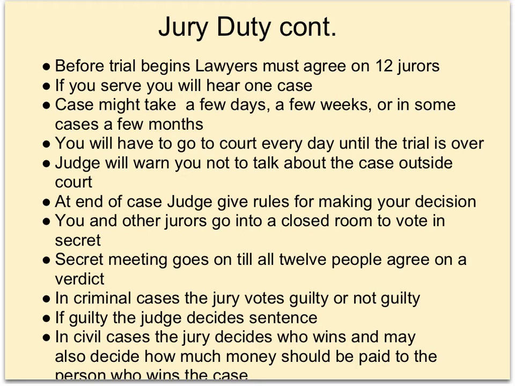At the end of the case, the judge gives a ruling for making your decision. You and other jurors go into a closed room to vote in secret, and the secret meeting goes on until all 12 people agree on a verdict. In criminal cases, the jury votes guilty or not guilty. If guilty, the judge decides sentence.